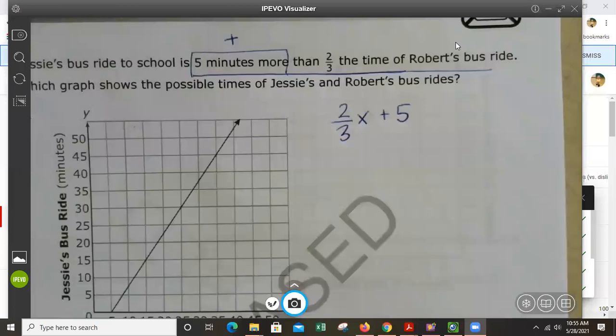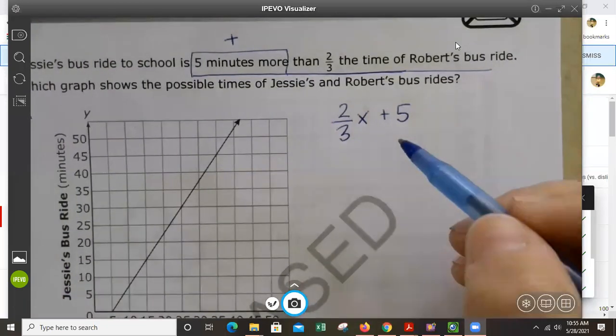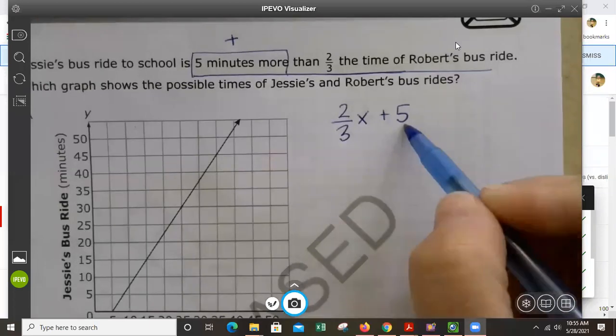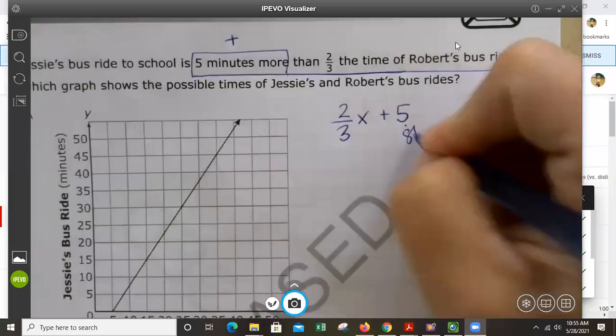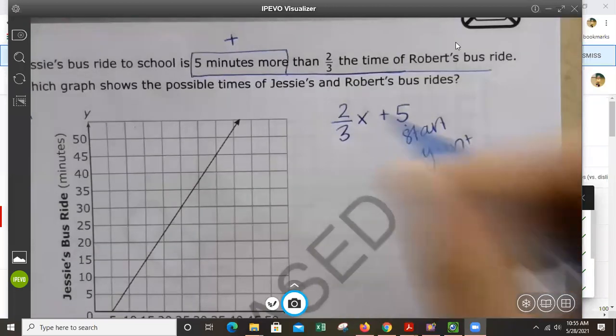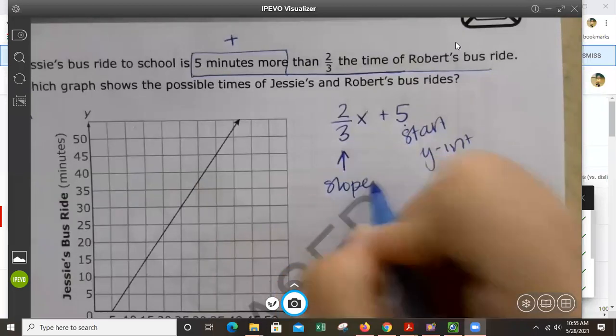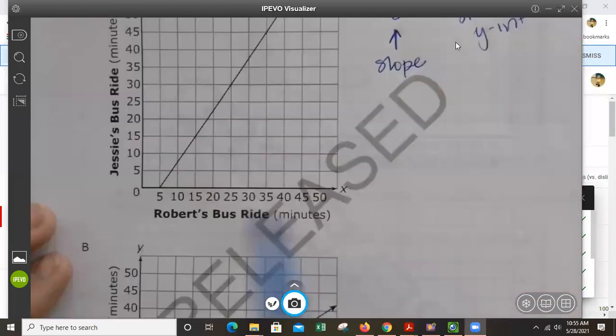All right, so what are these 2 numbers? What's this number? That's where you start, right? Your y-intercept or your start. What is this number? Slope. All right, so we should start at 5. Is this one going to start at 5?